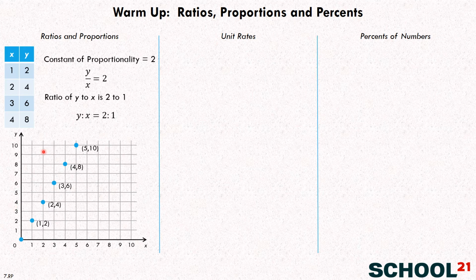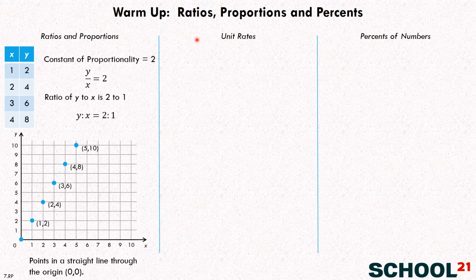So what we can really say about a proportional relationship when you graph it is that the points are in a straight line through the origin. And you know that the origin is that point 0, 0, right? Yeah. Okay, great. So that's a quick review of ratios and proportions.